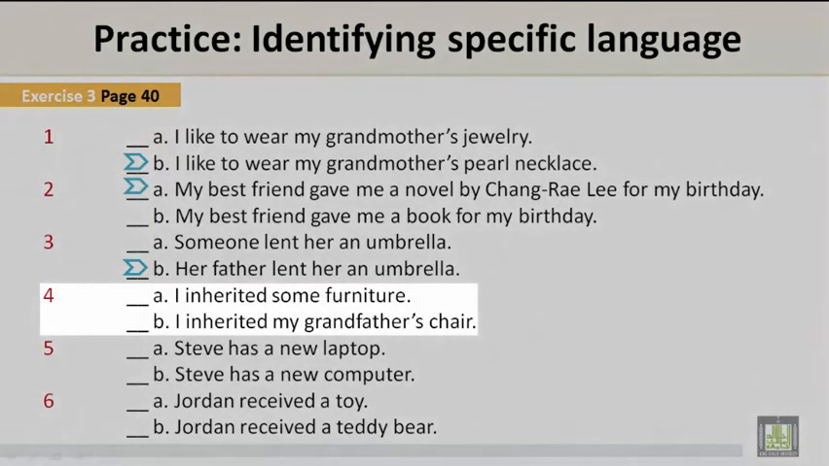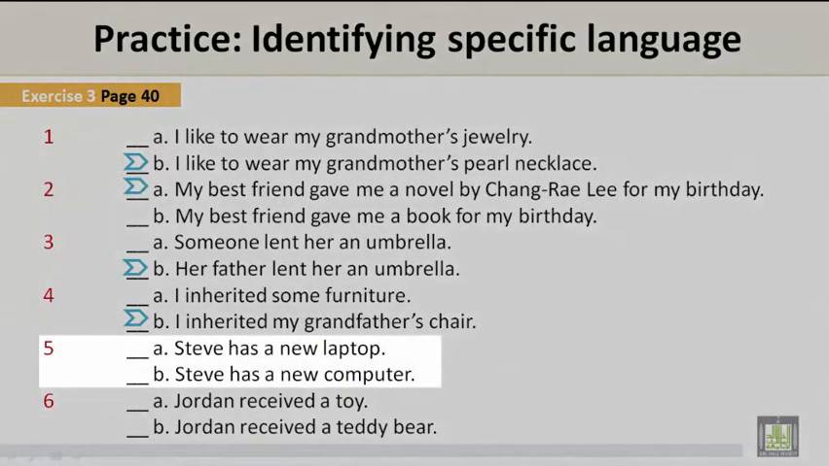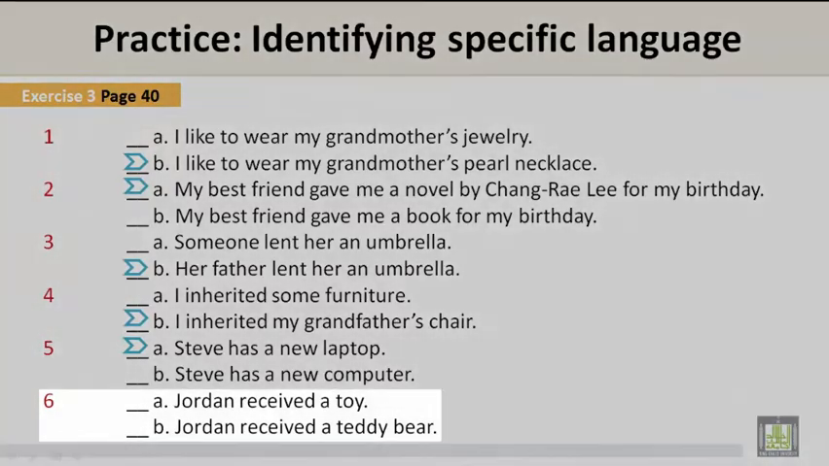Number 4. A. I inherited some furniture. Or B. I inherited my grandfather's chair. The correct option, identifying specific language, is B. I inherited my grandfather's chair. Number 5. A. Steve has a new laptop. B. Steve has a new computer. The correct answer in identifying specific language is A. Steve has a new laptop. Number 6. Jordan received a toy. Jordan received a teddy bear. The correct answer for identifying specific language is B. Jordan received a teddy bear.